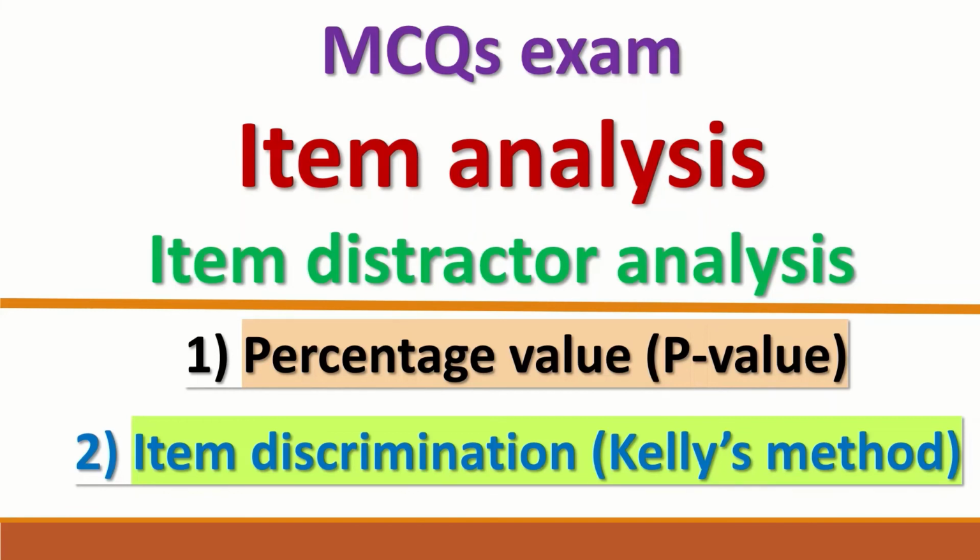And the analysis will be performed to determine whether the distractor is effective and functional or not, using 2 separate methods. The first one is the percentage value, the p-value. The second method is the item discrimination, Kelly's equation method, to determine whether the distractor can distract the student from selecting the correct answer and attract them to select the wrong answer.